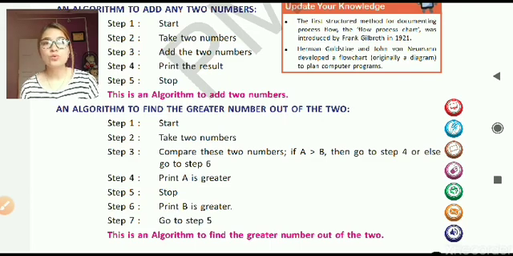And last, go to step 5. Whichever of step 4 or step 6 operates, you have to stop at last. So the last point is go to step 5, that is stop.